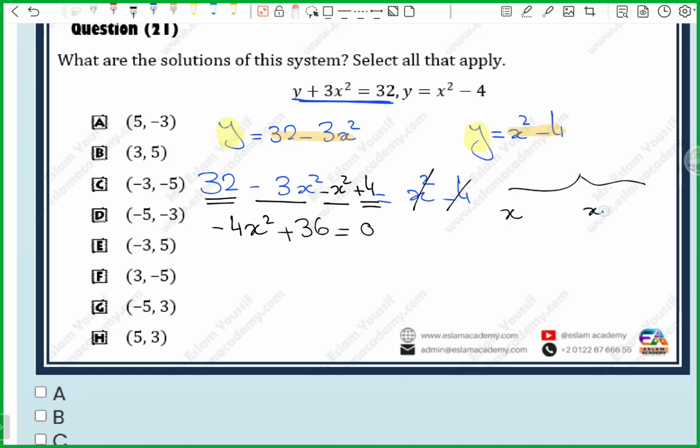What are the two values of x? 3 and -3. By using one of the two equations, we can use the first one or the second one, no problem. You'll find the same answer. So y equals 3 to the power 2 minus 4, then y equals 5.